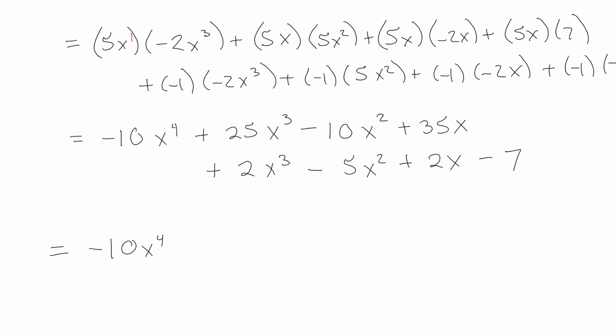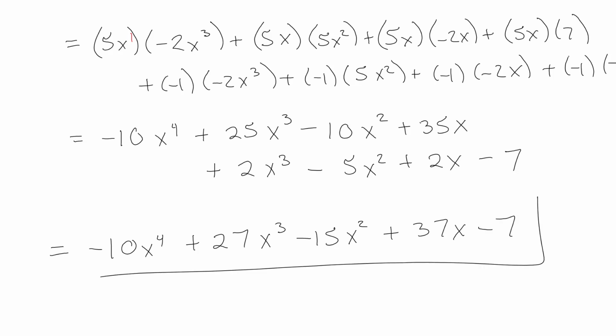So I have 10x to the fourth, 27x cubed, negative 10 minus 5, it's going to be negative 15. 35 and 2 is 37, and negative 7, and you're done with that. Woohoo!